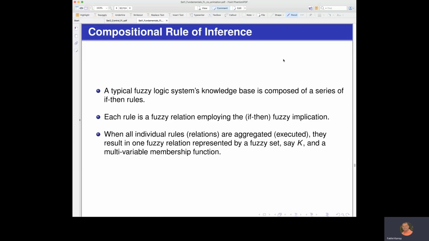So what we are trying to do today is working on the notion of compositional rule of inference, and this is a component where we are going to integrate most of the knowledge we have seen so far in the course, and we are going to make use of it for defining the decision-making process using fuzzy logic systems.